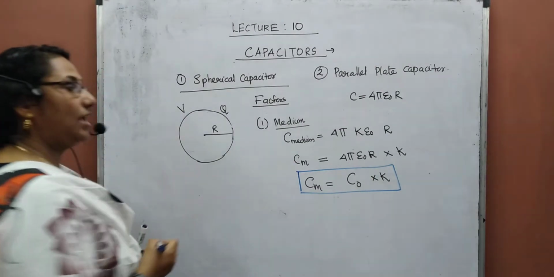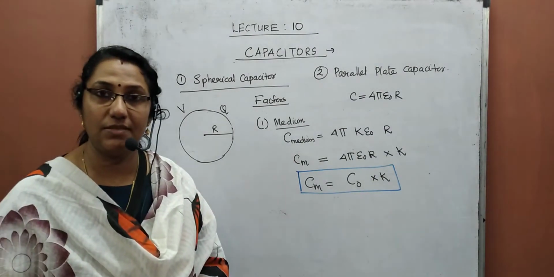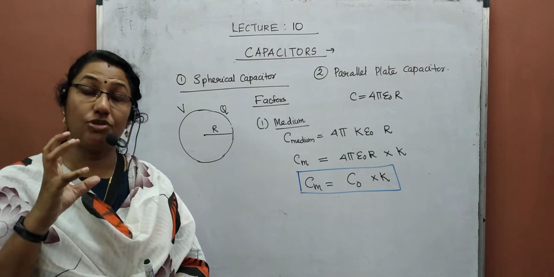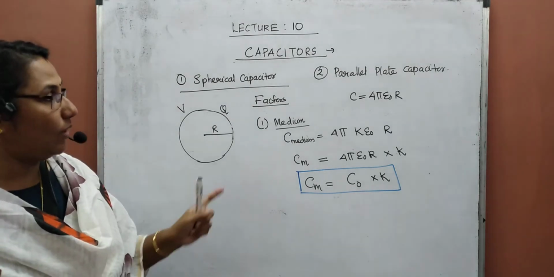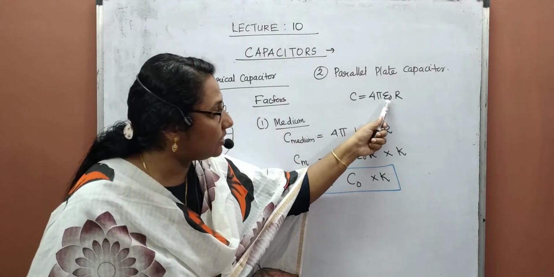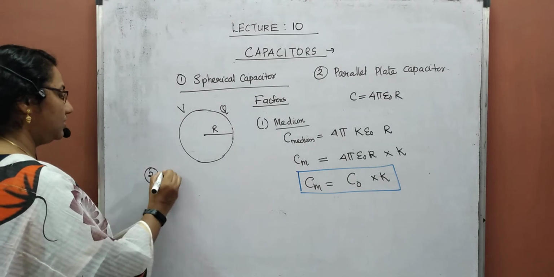So, as the medium with a greater dielectric constant is filled, the capacitance, the ability to store charge, also increases. That is the first thing. And what about the second factor? After epsilon 0, we have seen the radius. Yes, the second factor is the radius.